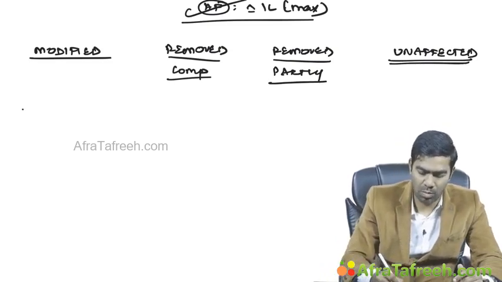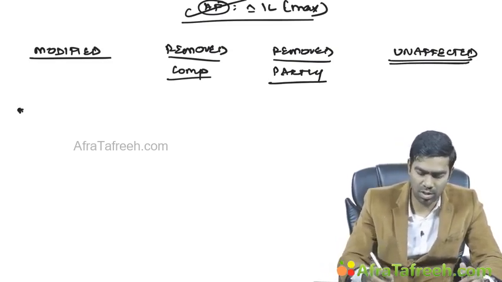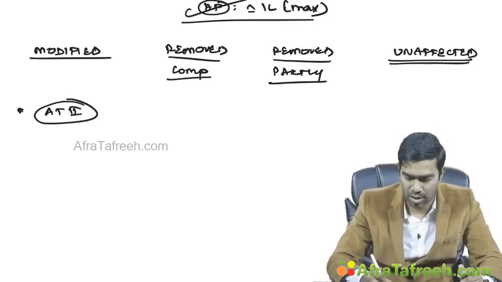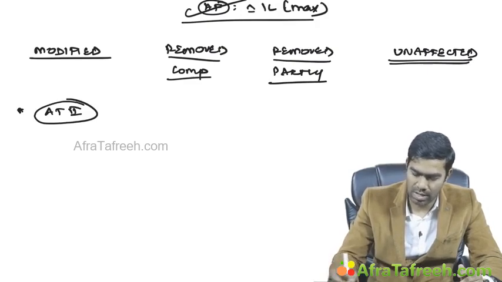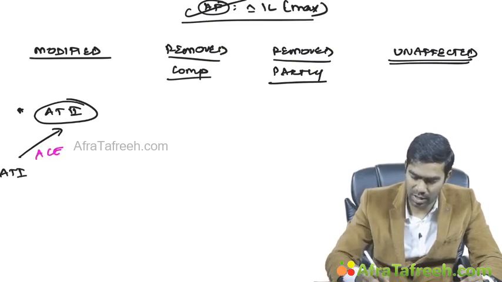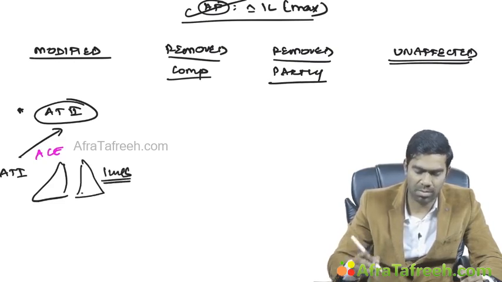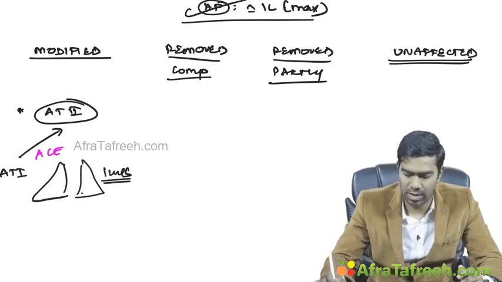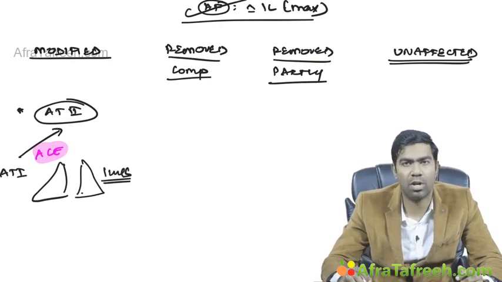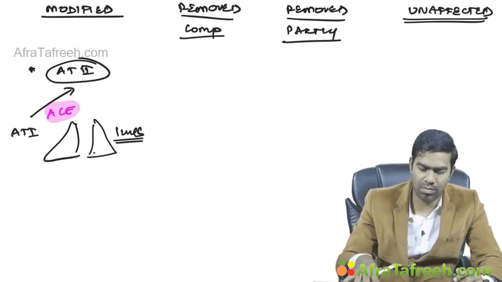So what are the substances that are modified in the pulmonary vasculature? The most important, the first one will be angiotensin 2, and the last one also will be angiotensin 2, because angiotensin 2 is formed from angiotensin 1, which is converted by angiotensin converting enzyme, and this angiotensin converting enzyme is present in the pulmonary capillaries only. Very important concept. Clear? So this is the most important substance that is modified in the pulmonary vasculature by default.